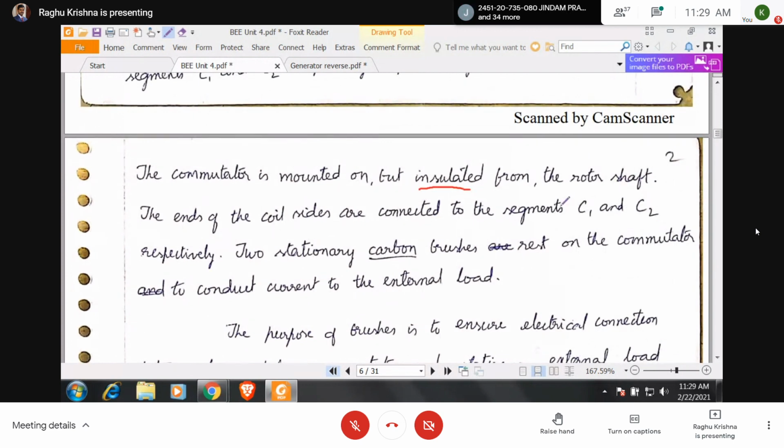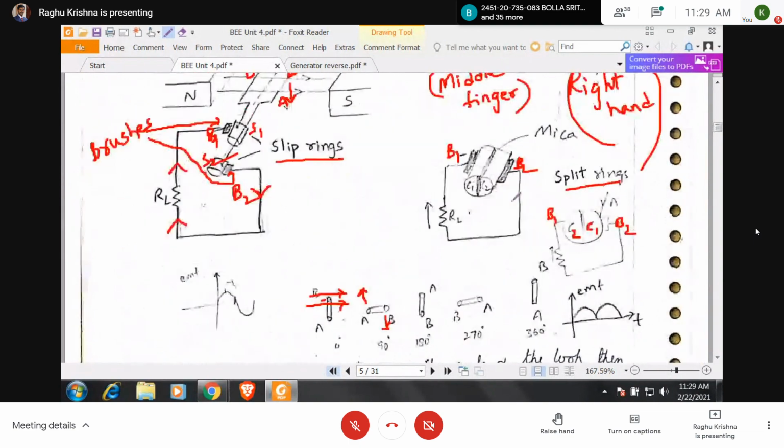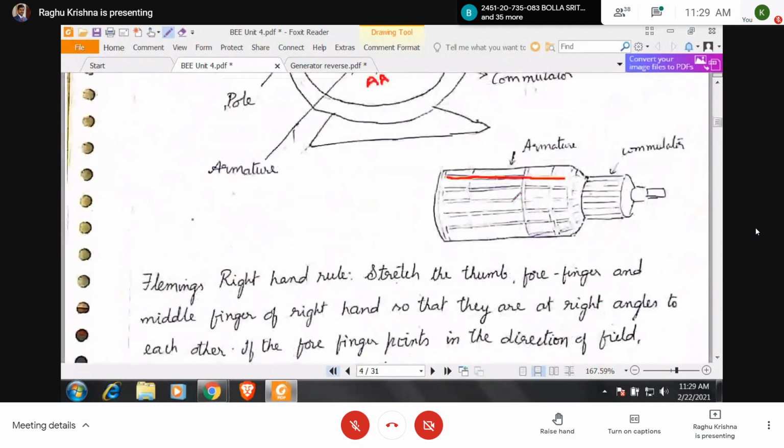Is it clear? What is the rotor shaft? Here is where we connect our appliances which require mechanical power. This is the rotor shaft. To this shaft, we connect the equipment which is to be rotated.